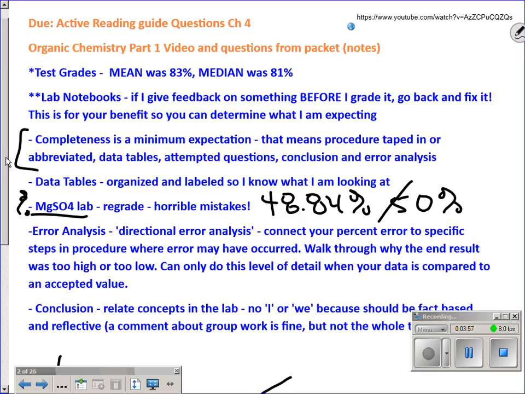Data tables, keep them organized for me. I'm not saying they have to be pristine, but I need to know what I'm looking at. So if you need to label it more, leave some space between them, like data table 1, data table 2. It helps you understand what you're working with, and me as well.